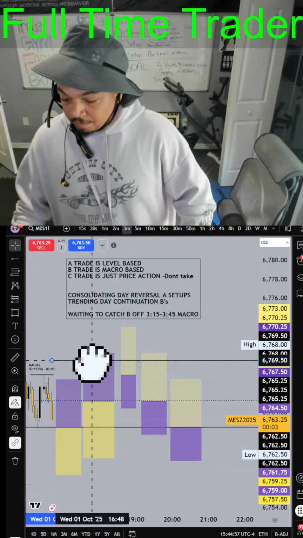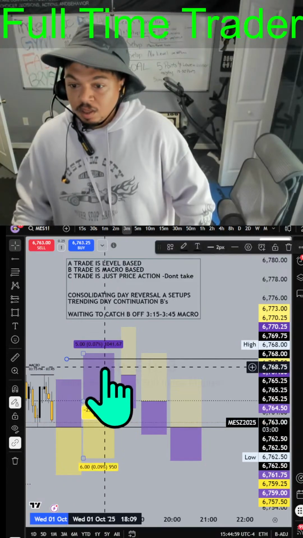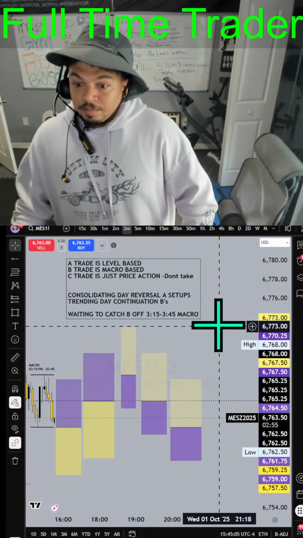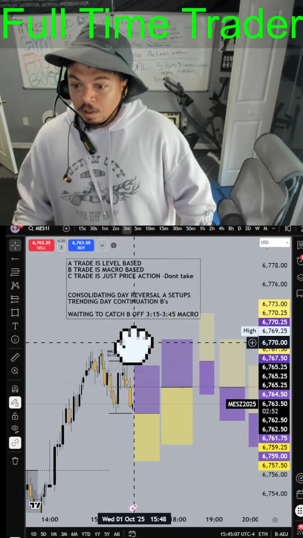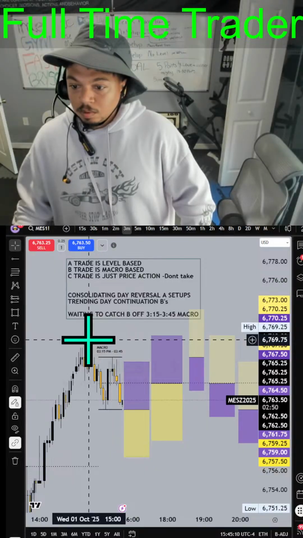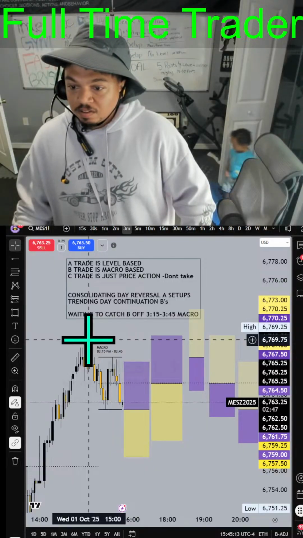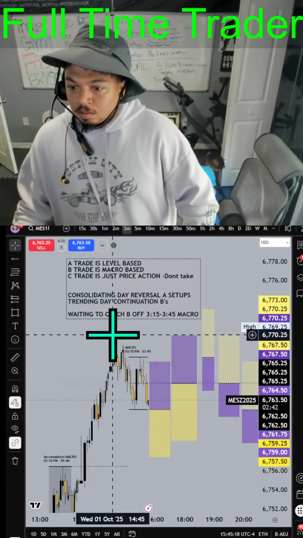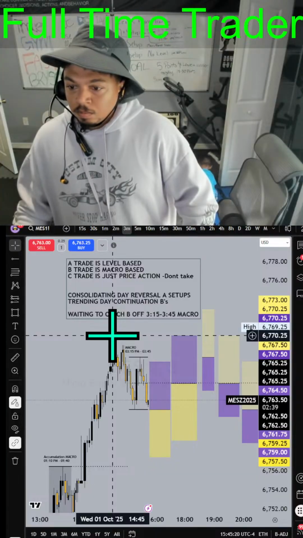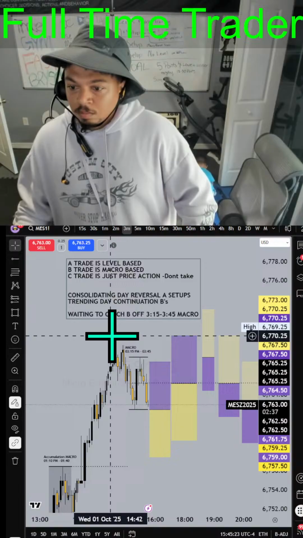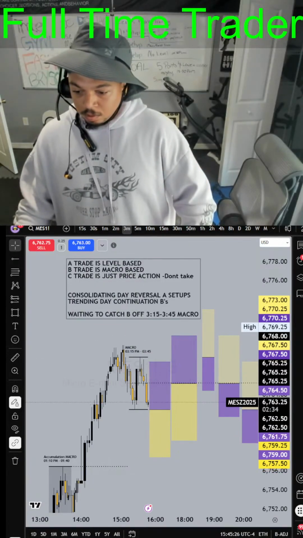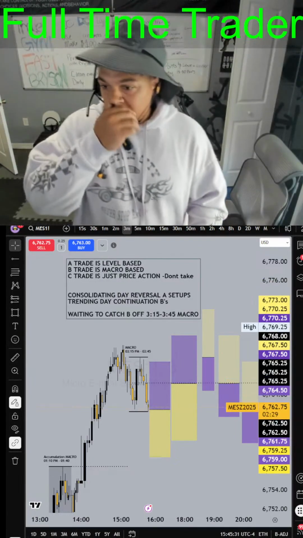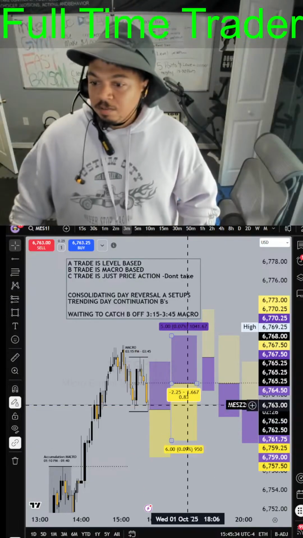So 3:45 hit, or it's about to hit technically. Let me just see. I'm gonna remove the lines. So 3:45 hit. We're at the macro low. Could buy it if it goes below it slightly. All right, we're at the macro low. Should we buy it? Probably should buy it.